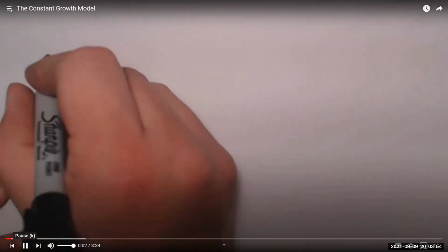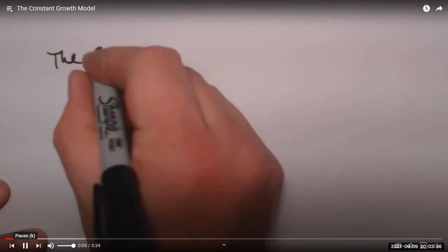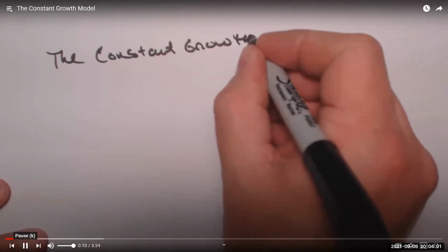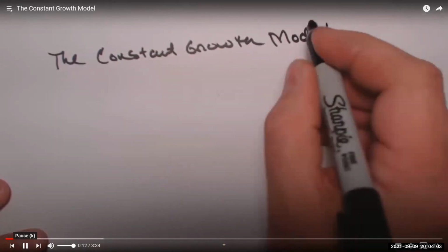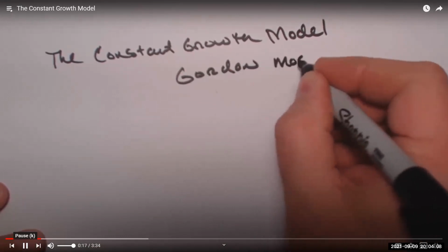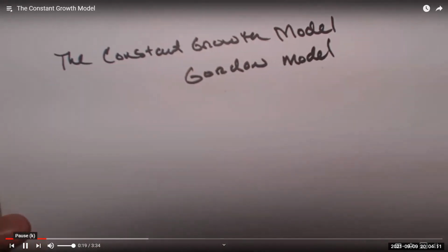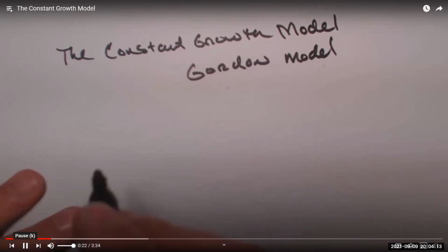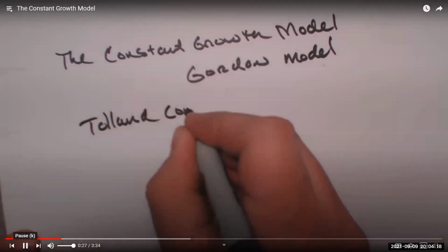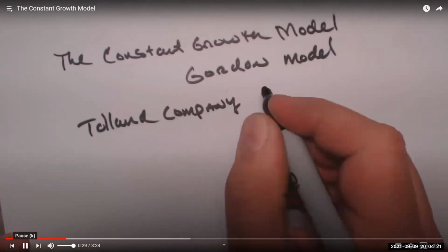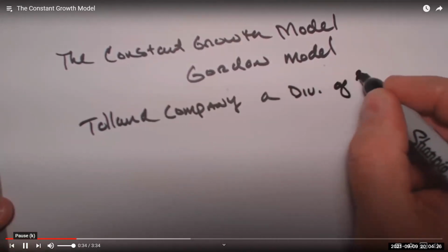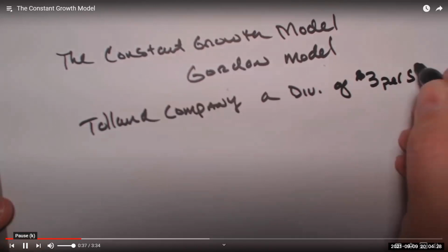The problem we're looking at in this video is something called the constant growth model, also known as the Gordon model. Okay. So let's set this problem up, and let's call this company the Tolland Company. And the Tolland Company for some time has been paying a dividend of $3 per share.